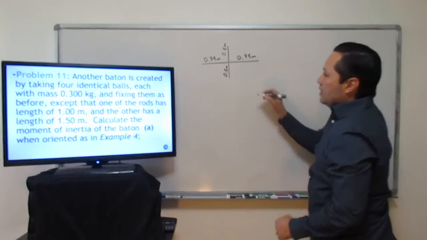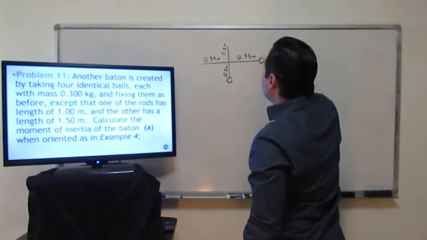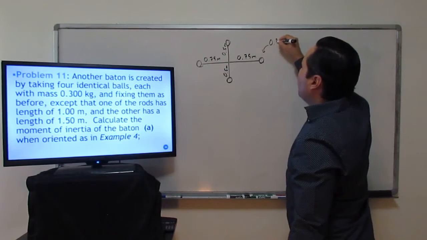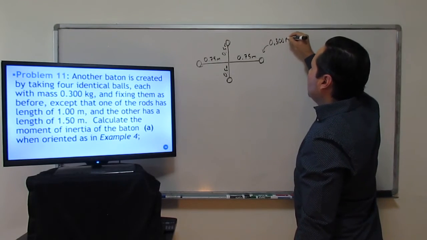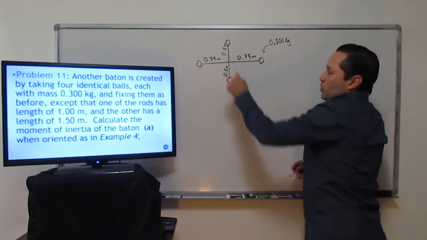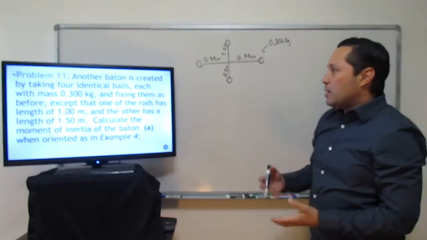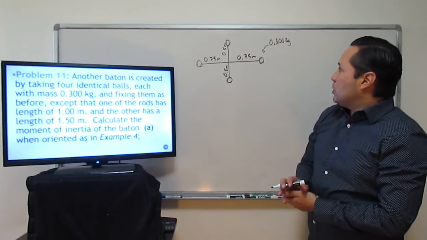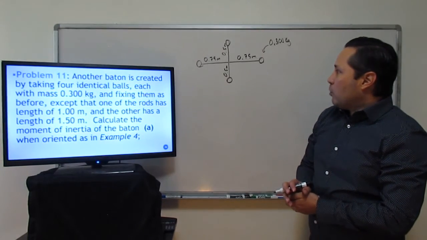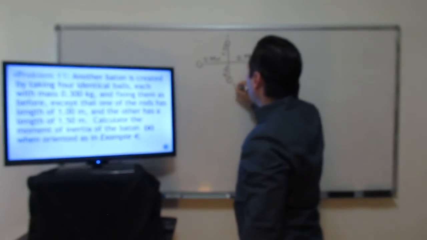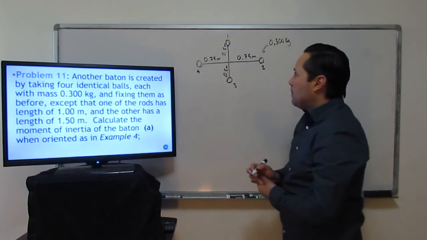All right, now at the ends, you'll find all of them identical spheres, and all of these spheres are going to have a mass of 0.3 kilograms. So that's given to us. So now we're going to rotate it with the axis of rotation being here in the center, and they ask us to figure out the moment of inertia for this problem. All right, so let's go ahead and do that. For the moment of inertia, we're going to solve for each one of these. We're going to label them 1, 2, 3, and 4, so you know what I'm talking about.